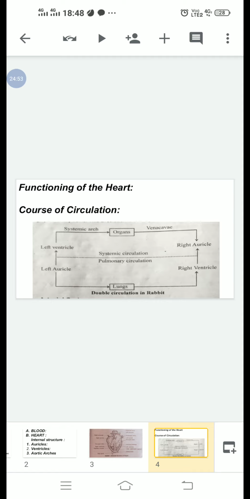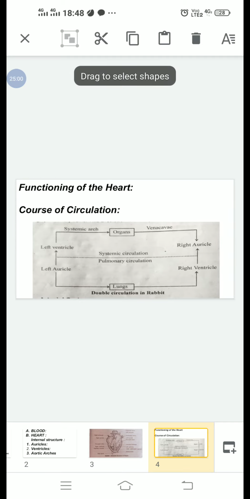Next, course of circulation. In the heart of the rabbit, oxygenated and deoxygenated blood remain separated. The right side of the heart contains deoxygenated blood, and the left side contains oxygenated blood.